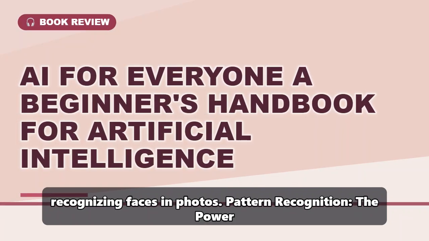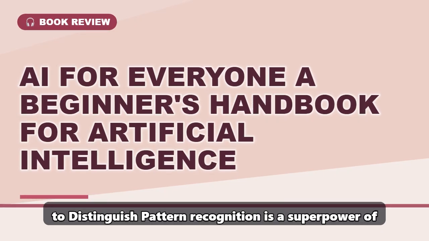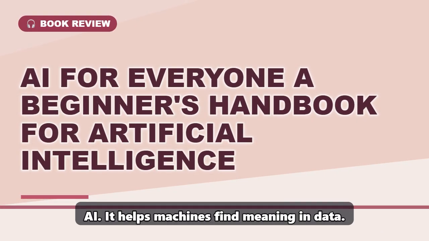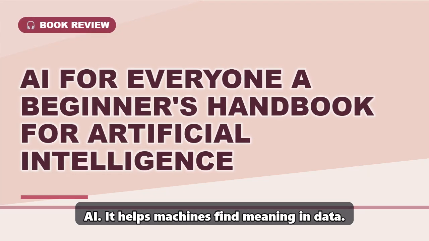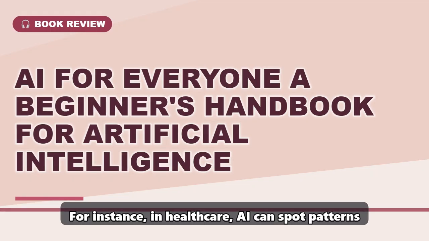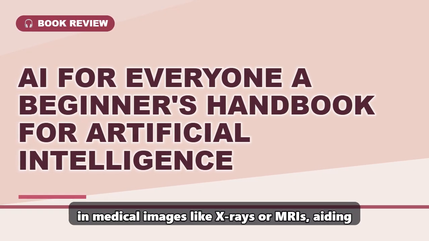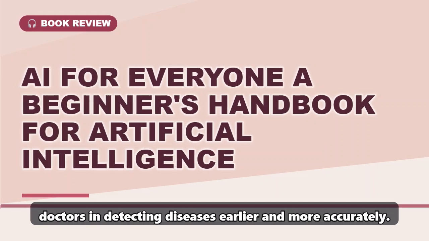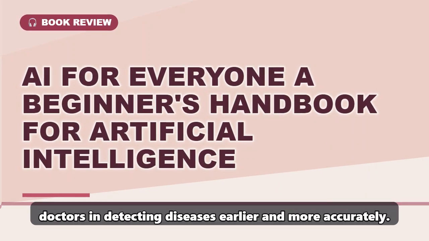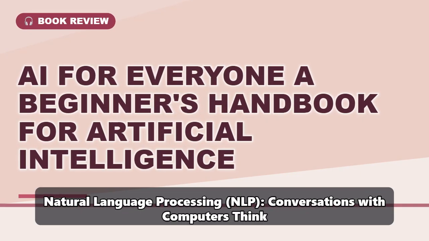Pattern recognition. The power to distinguish patterns is a superpower of AI. It helps machines find meaning in data. For instance, in healthcare, AI can spot patterns in medical images like X-rays or MRIs, aiding doctors in detecting diseases earlier and more accurately.